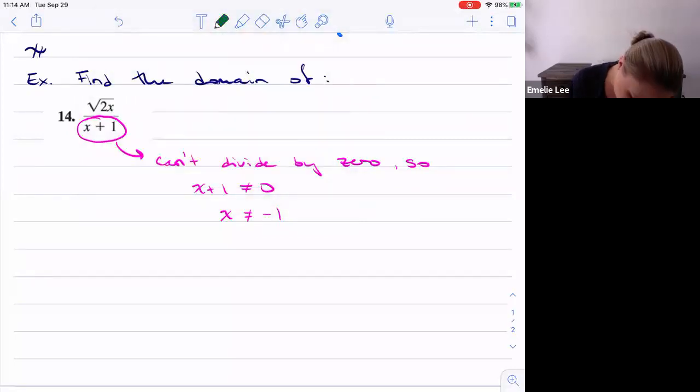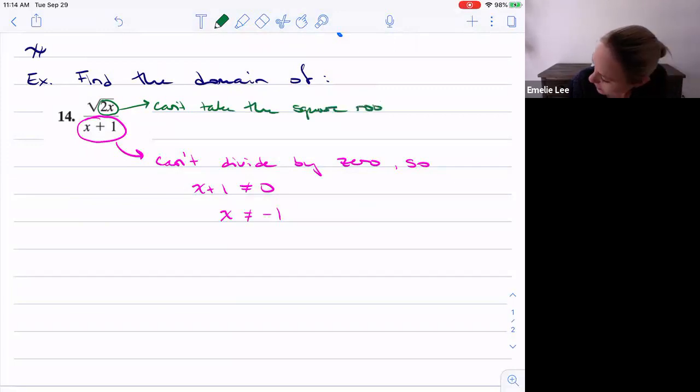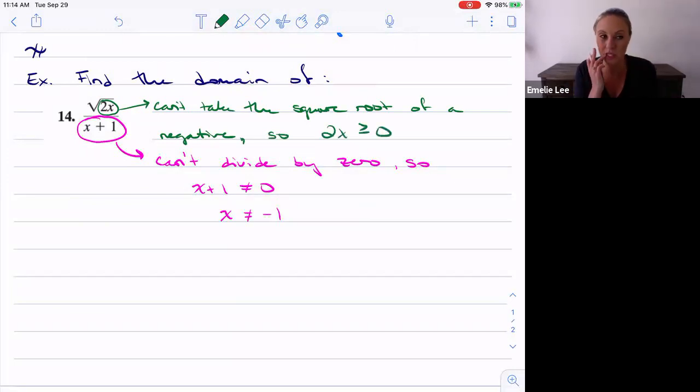Okay, here, I can't take the square root of a negative. So 2x has to be greater than or equal to 0. It's allowed to be 0, right? The only problem, if I can't have the square root be 0, is if the square root is down here in the denominator, because then I would be dividing by 0. But in general, the square root of 0 is 0, so I'm allowed to have 0 up top.